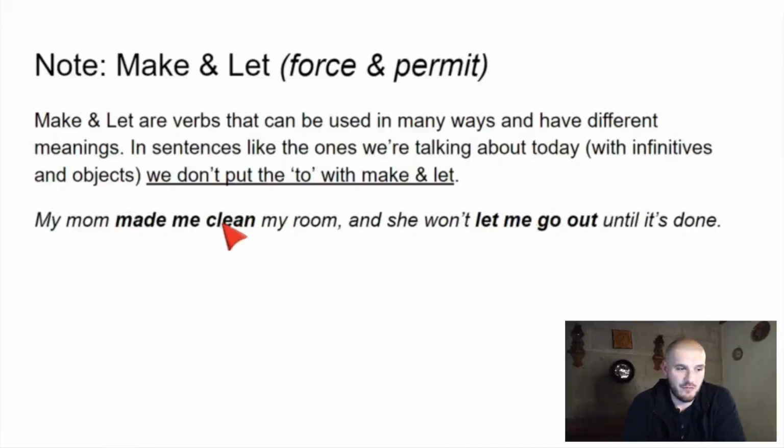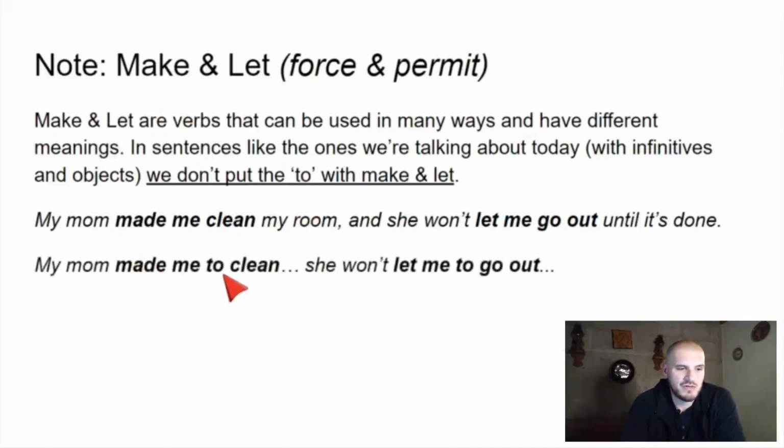The infinitive here with make and let doesn't actually have the to. Made me to clean? No. Let me to go out? No. Okay? So these two verbs, which are causative verbs, in this case, make me, make her, make you, this is force. Let me, let her, let you, that's permit, right? In these two cases where make and let are causatives, we don't include the to. My mom made me to clean. She won't let me to go out. These are both incorrect. You have to get rid of the to.